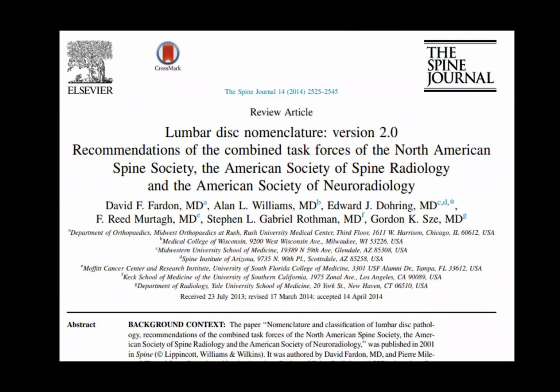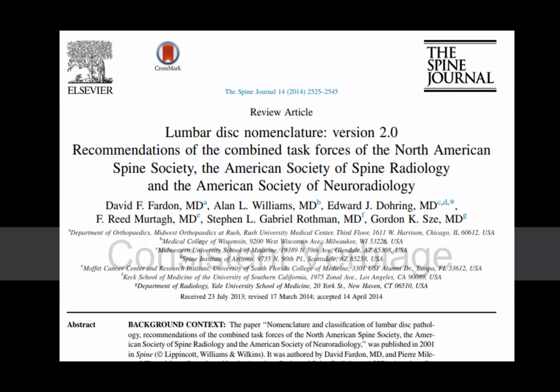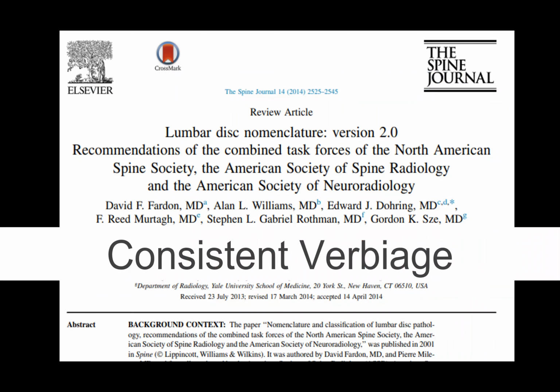In 2014, the spine nomenclature 2.0 came out that changed a little bit of the verbiage that we talk about. The big change that happened there really was just trying to make consistent verbiage for things that we talk about in our imaging studies.